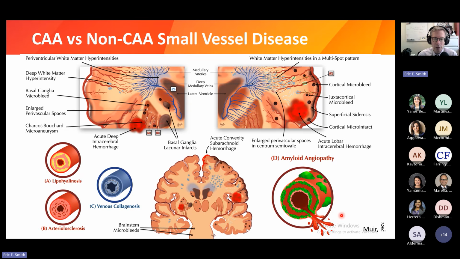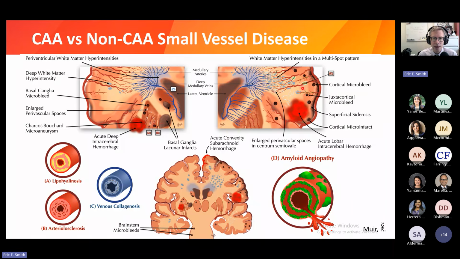Whereas with cerebral amyloid angiopathy related small vessel disease, you see this predilection for it to affect the superficial parts of the brain. So you'll see microbleeds in a lobar location, hematomas in a lobar location, superficial hemorrhages evident as subarachnoid hemorrhages or cortical superficial siderosis. Intriguingly, you see deep white matter changes as well, and it's not clear what that is.